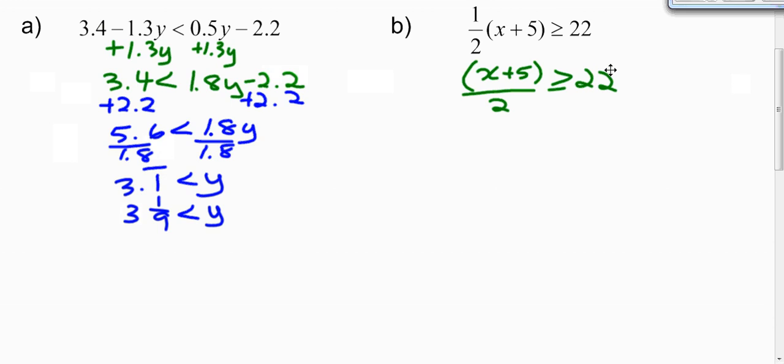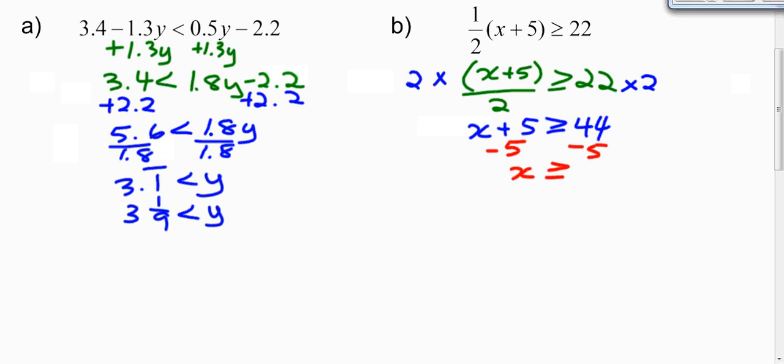So sometimes writing it like that is easier to understand. So if x plus 5 is being divided by 2, that means I need to multiply both sides by 2 to get rid of that denominator. I could also split it up into x over 2 plus 5 over 2, but then we're dealing with fractions, and this is just easier. So we'll do it this way. So we get x plus 5 is greater than or equal to 44. Minus 5 from both sides. So x must be greater than or equal to 39. And again, we can do some substitution to check. You should do that. I'm not going to do it for you.